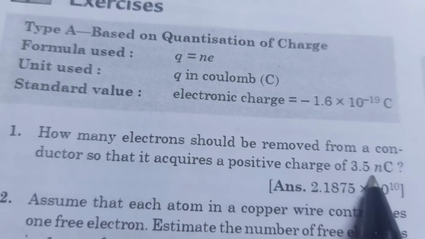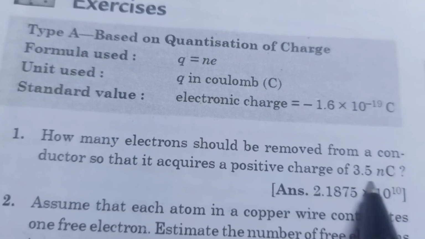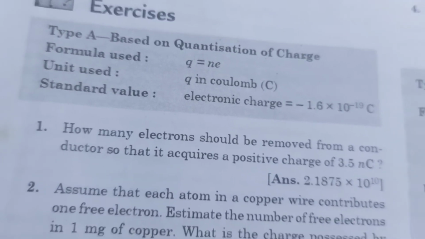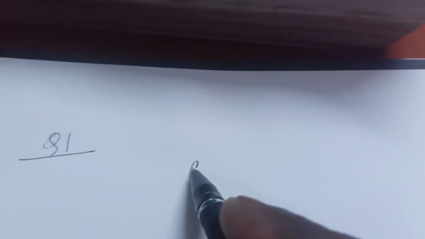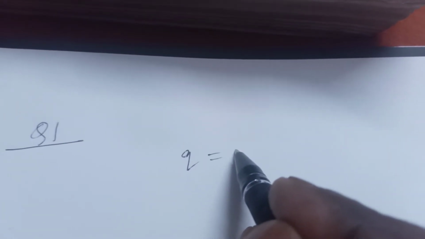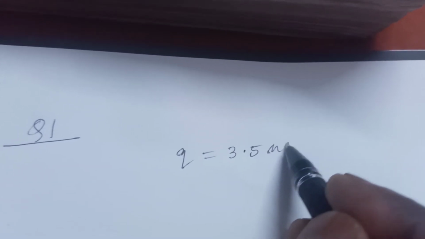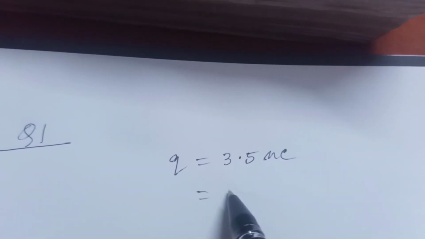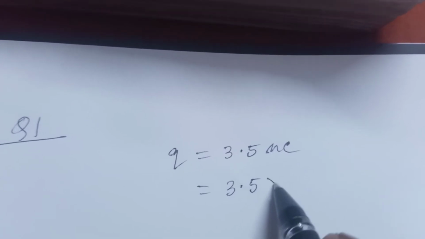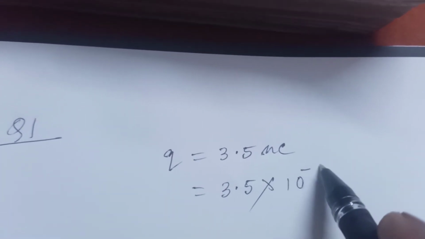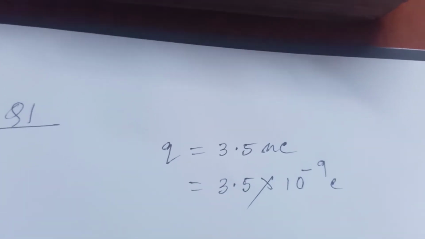The next one is how many electrons should be removed from a conductor so that it acquires a positive charge of 3.5 nanocoulomb. So the charge Q is given, and this is 3.5 nanocoulomb, so 3.5 into 10 to the power of minus 9 coulomb.